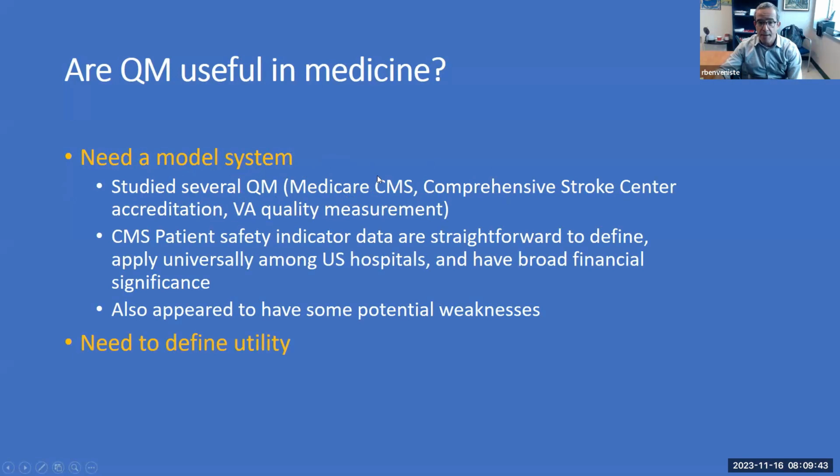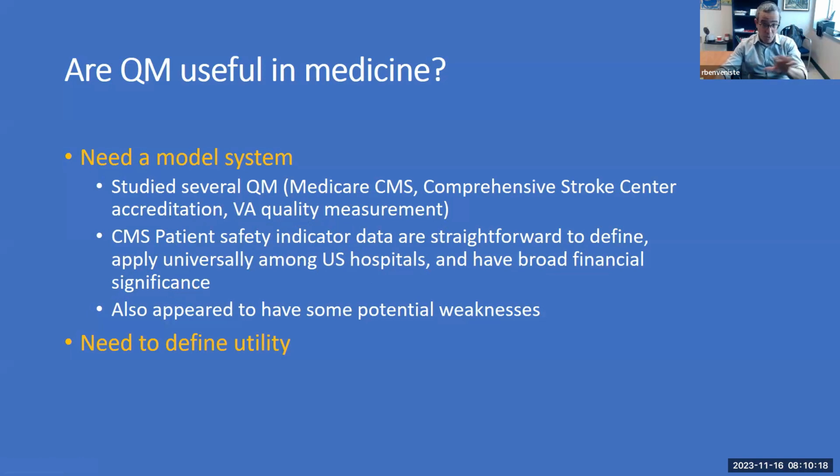Medicare Center for Medicare and Medicaid Services quality metrics, I got a little bit concerned about, and I decided to use it as a model for two reasons. One is that they generate patient safety indicator data, which are data on complications. They're very wordy. They have pages and pages of definitions, but they are straightforward to define. They're used universally among hospitals in the US, and they have very broad financial significance, both in terms of direct payment to hospitals and things like US News and World Report rankings.